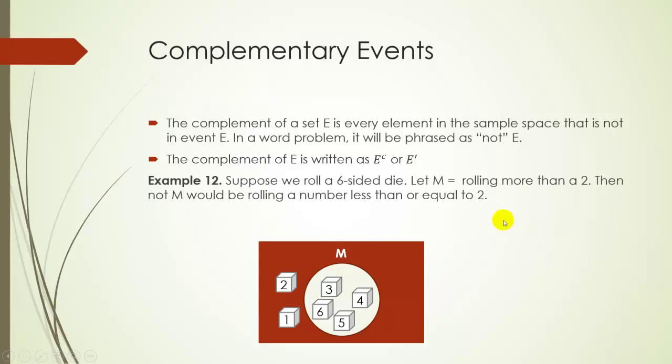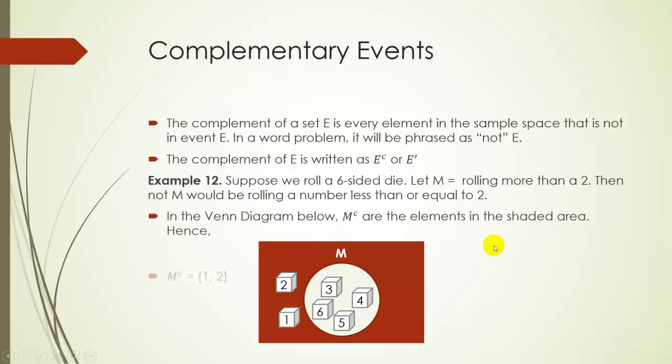For our example, suppose we roll a 6-sided die and our event is M, rolling more than a 2. Then not M, not getting more than 2, would be rolling a number less than or equal to 2, which would include 1 and 2. So M^C, the complement of M, would be the numbers 1 and 2.